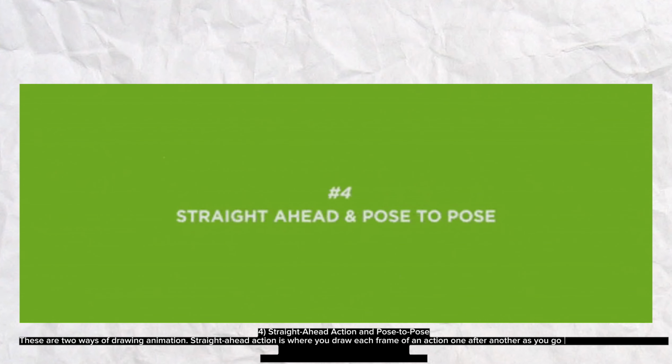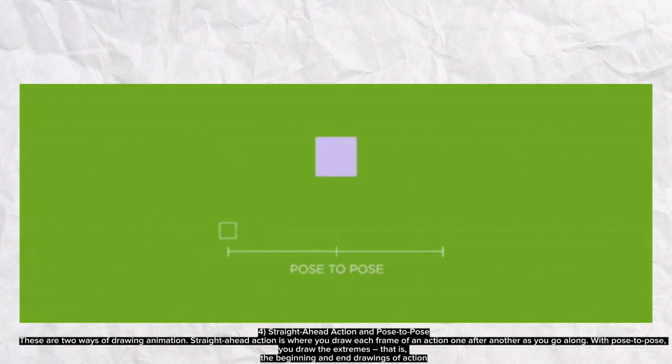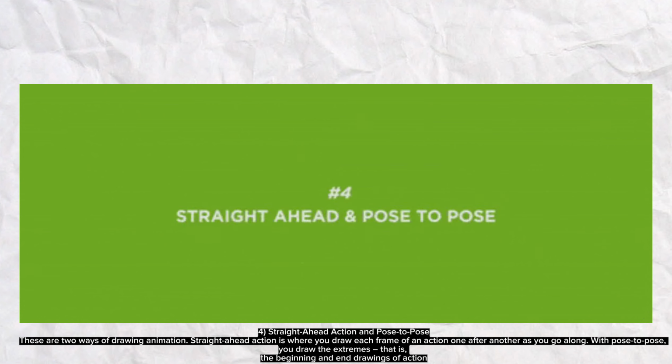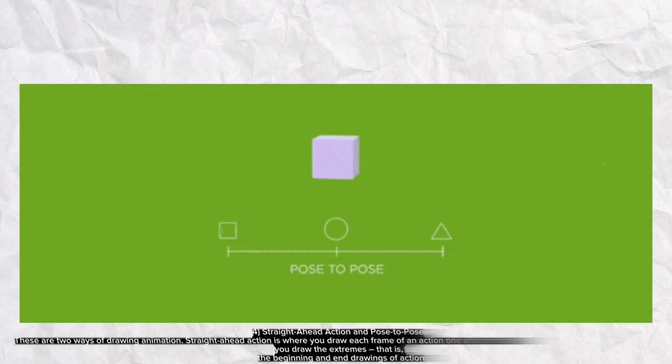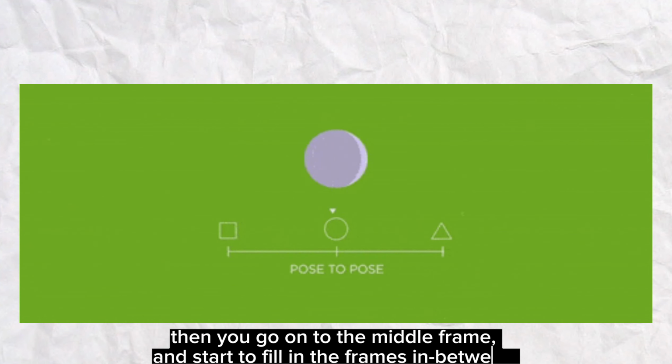4. Straight ahead action and pose to pose. These are 2 ways of drawing animation. Straight ahead action is where you draw each frame of an action one after another as you go along. With pose to pose, you draw the extremes, that is, the beginning and end drawings of action. Then you go on to the middle frame and start to fill in the frames in between.